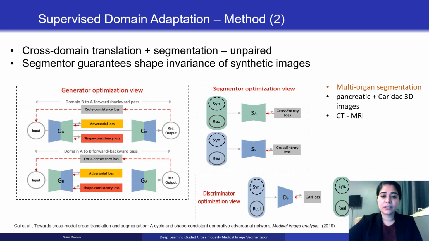Another supervised domain adaptation approach was applied on unpaired CT-MR data. So in this case, CT and MRI data were taken from different patients, and the network was applied on multi-organ segmentation. Because of the unpaired nature of data, cycle GANs were used and combined with segmentation framework.